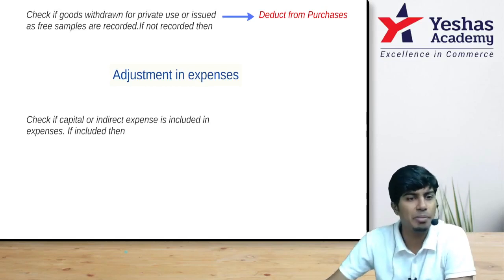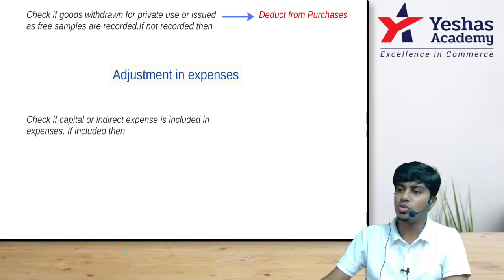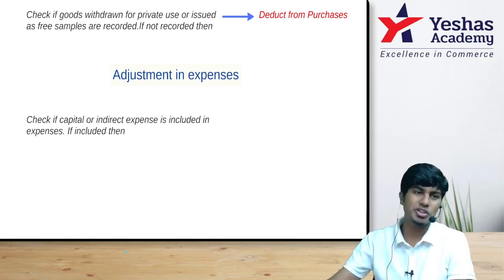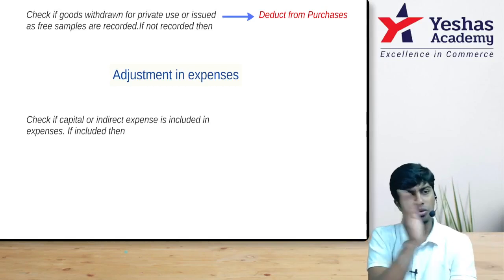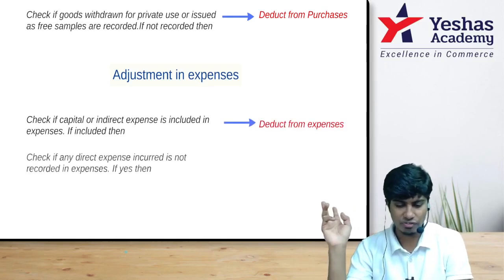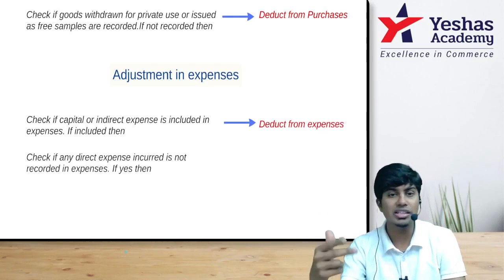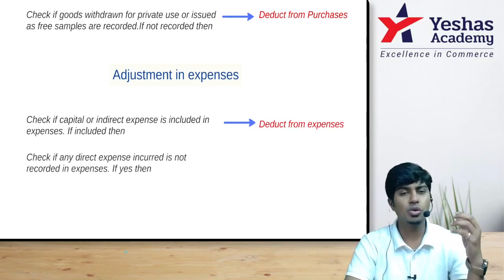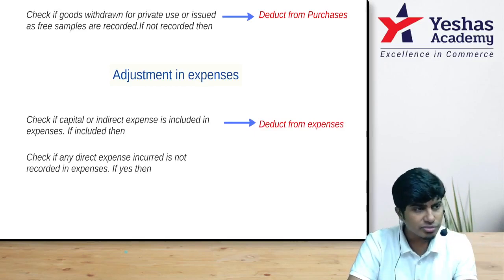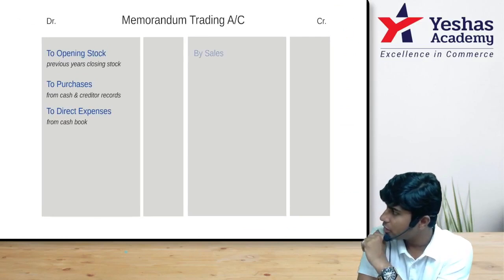Very good. Like for example, wages includes wages incurred for construction of building, or wages includes wages incurred for erection of machinery. That is capital expense. It should not be included in wages that will come in trading account. So eliminate the same. Very good. So deduct it from expenses. Then check if any direct expense incurred is not recorded. They would have incurred some expenses. For example, there is wages outstanding 4,000 which is not recorded in trading account. What do we do? Record. Once we record all of this, we get the correct expenses.